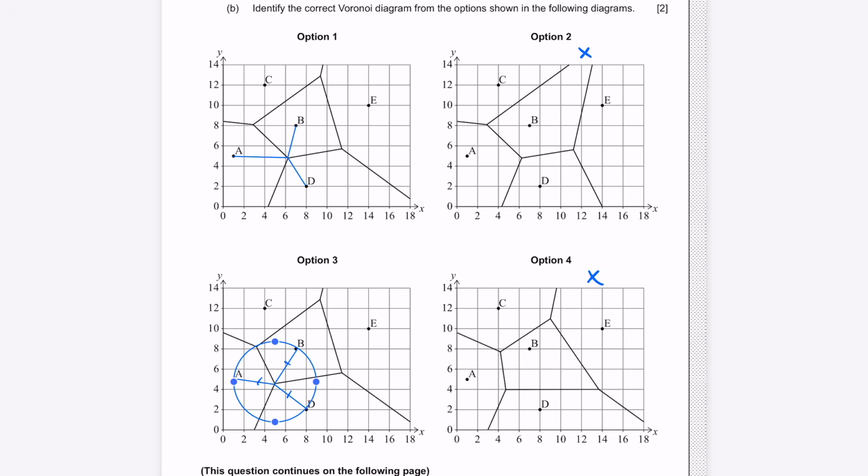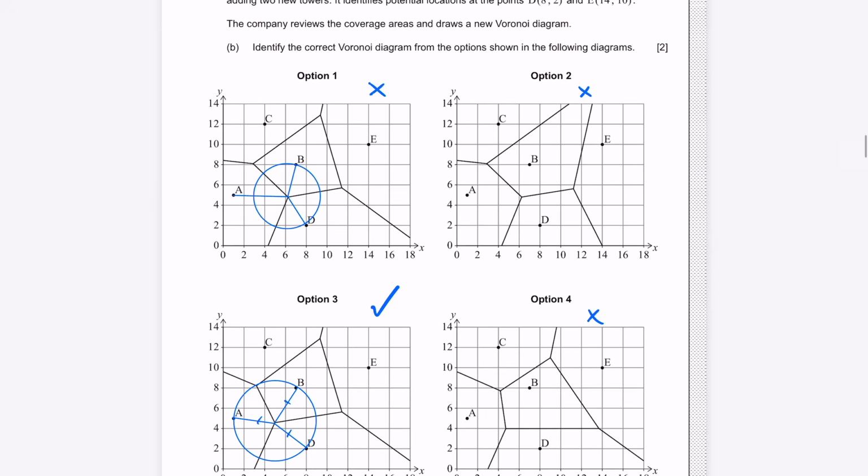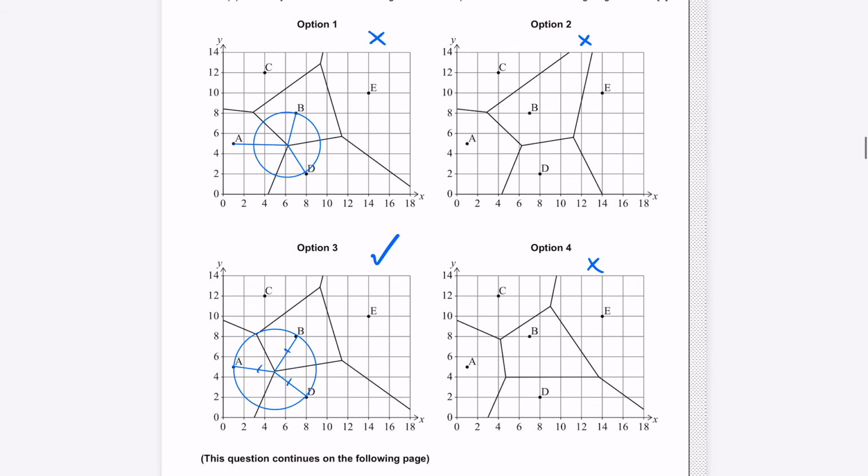I don't think you'll have a compass, for example, on your test, but this is the idea that a vertex should be an equal distance from all of these. And it looks like it satisfies B and D, but not A, for example. So this is a good one. This one doesn't satisfy all of the requirements. So the correct Voronoi diagram would be option 3.